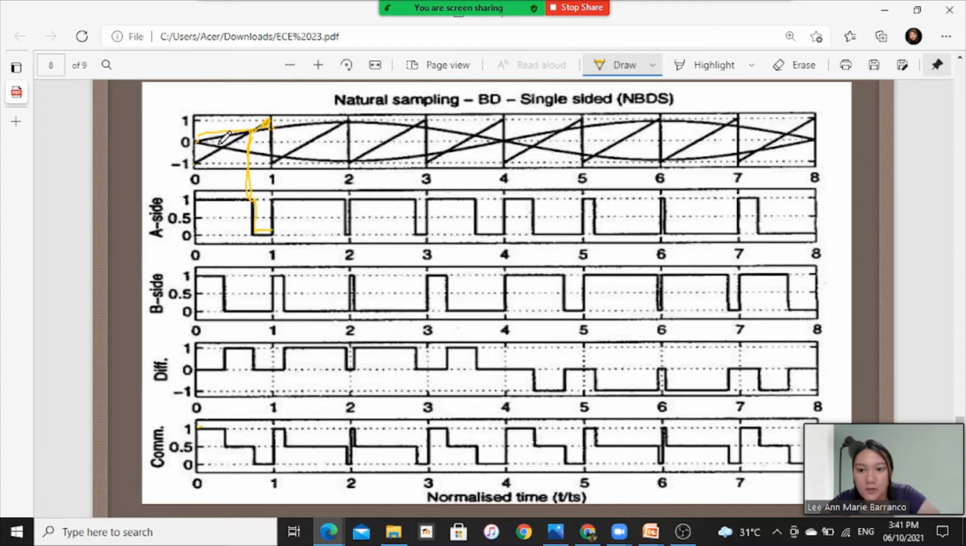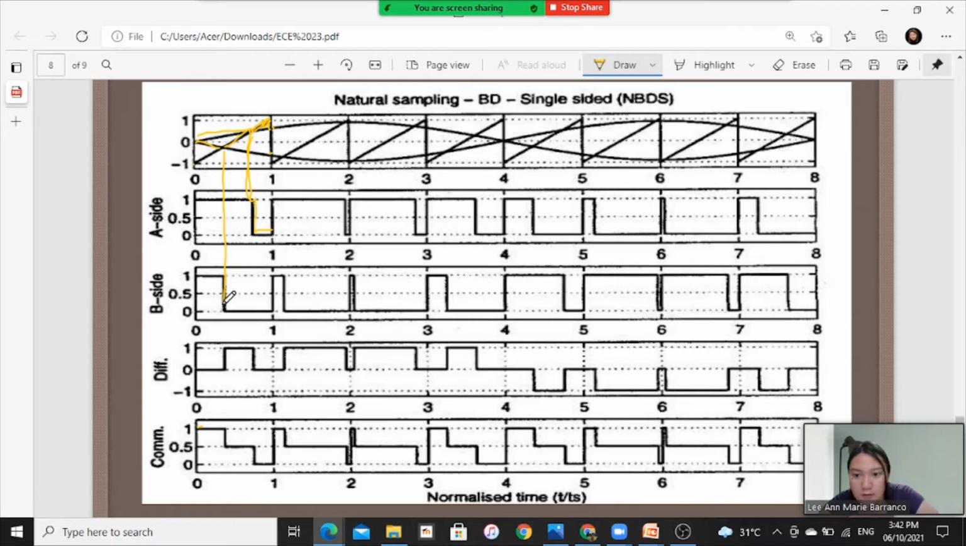And next, how do we read the B side? B side is represented by this other analog wave. From this side up to this side, it is higher than the sawtooth, so it is positive. And from this point up to this point, it is going to be the negative equivalent of our analog, or B side, since the sawtooth is higher.